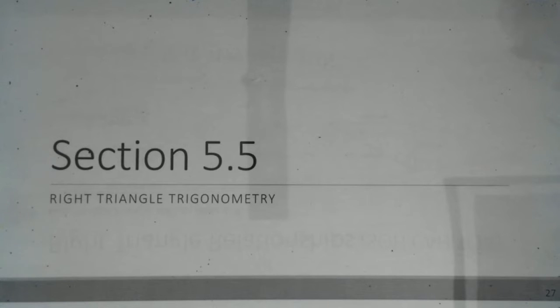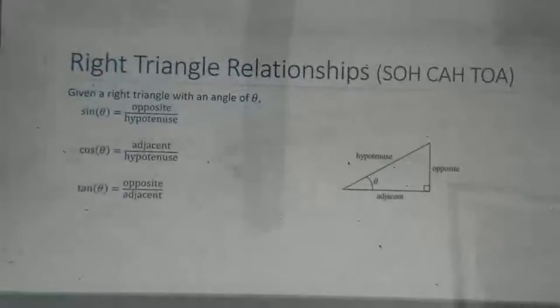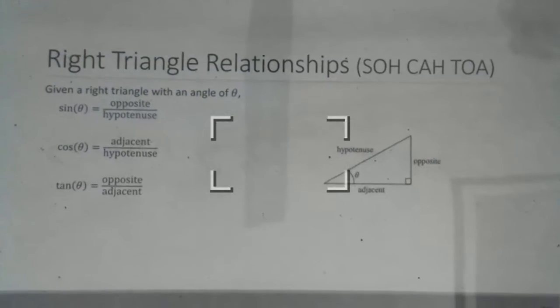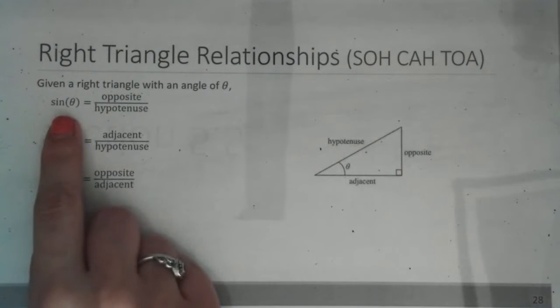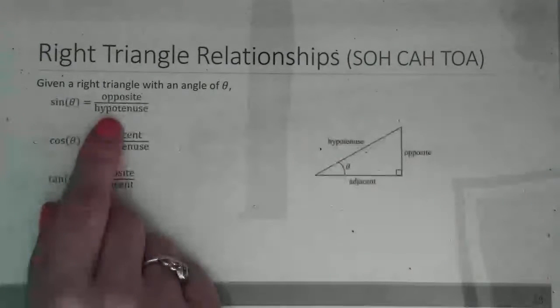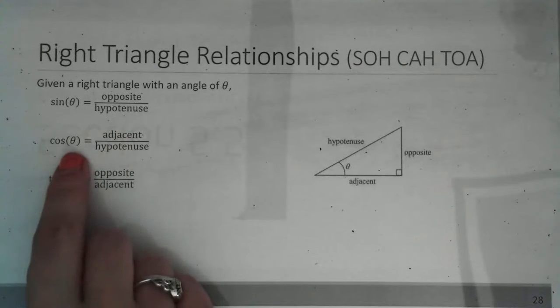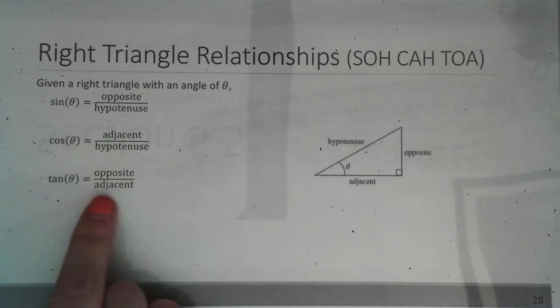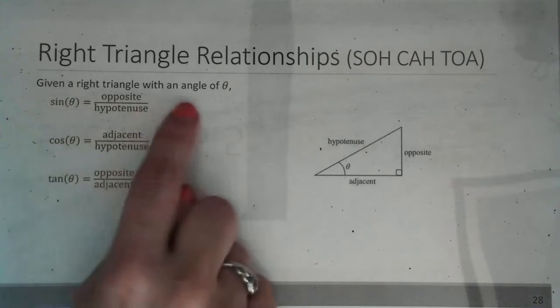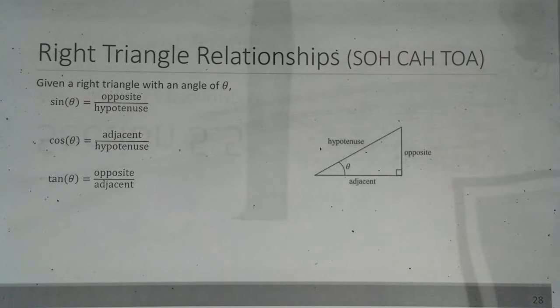In this video, we'll be taking a look at section 5.5, which covers right triangle trigonometry. So here we have SOHCAHTOA. SOHCAHTOA is a little mnemonic to help us remember that the sine of theta is given by the opposite side over the hypotenuse. Cosine of theta is adjacent over hypotenuse, and tangent is opposite over adjacent. And this is true if we are given a right triangle with an angle of theta.